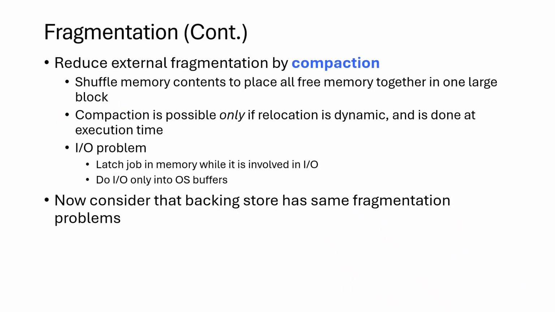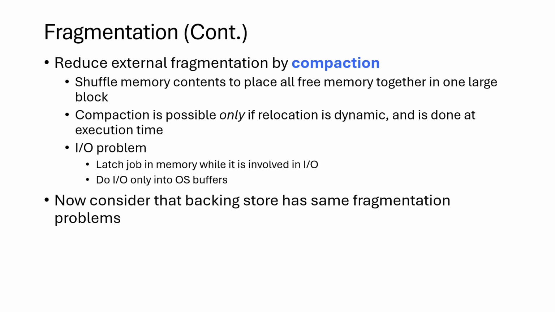Then reduce external fragmentation by compaction. Compaction means moving and compressing whatever is allocated so that the free memory is available together at the end of the memory. Shuffle memory contents to place all free memory together in one large block. Compaction is possible only if relocation is dynamic and is done at execution time. Then there is the I/O problem: latch the job in memory while it is involved in I/O, or do I/O only in OS buffers.